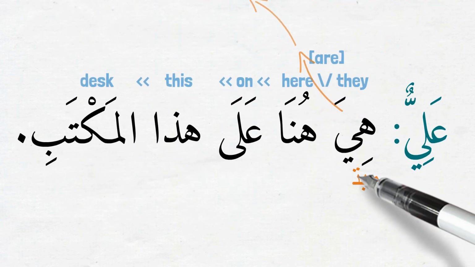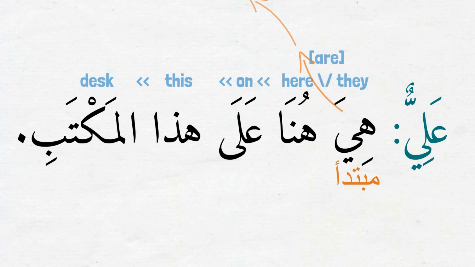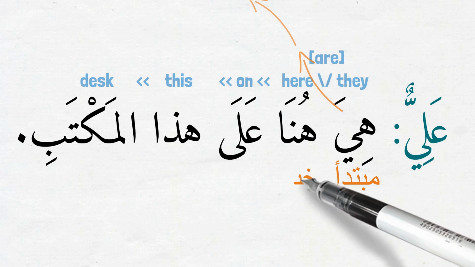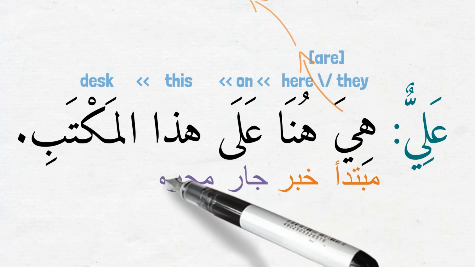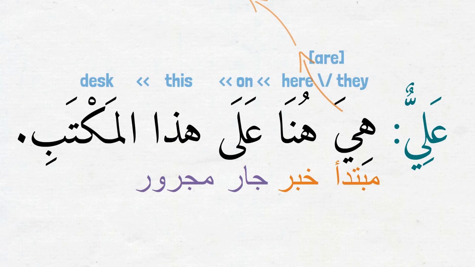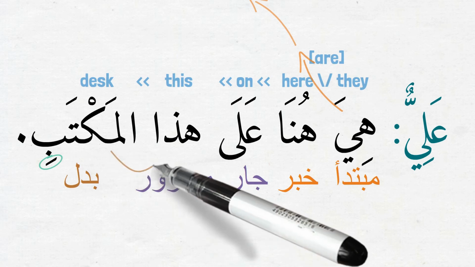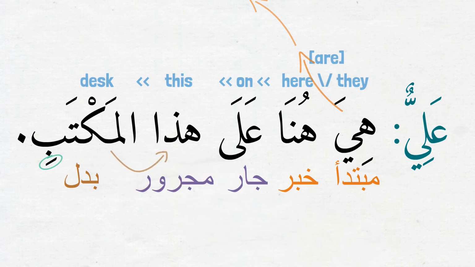Here in the last sentence, هي is the مبتدا. هنا is ظرف coming as شبه جملة خبر. We talked about هنا in lesson 5 and part 3 of book 1, if you remember. على is حرف جر. هذا is اسم مجرور. What do you think is the اسم المكتبي functioning as in the sentence? It is بدل for هذا, right? المكتبي is مجرور because it is coming as بدل or a substitute word for هذا. And هذا is مجرور because of the حرف جر على.